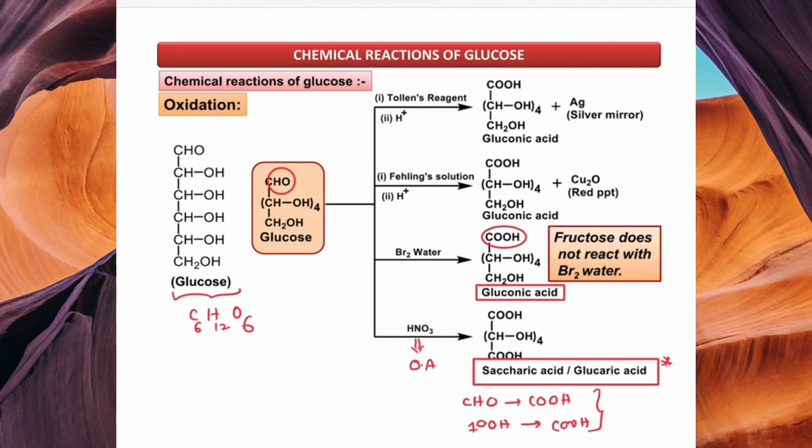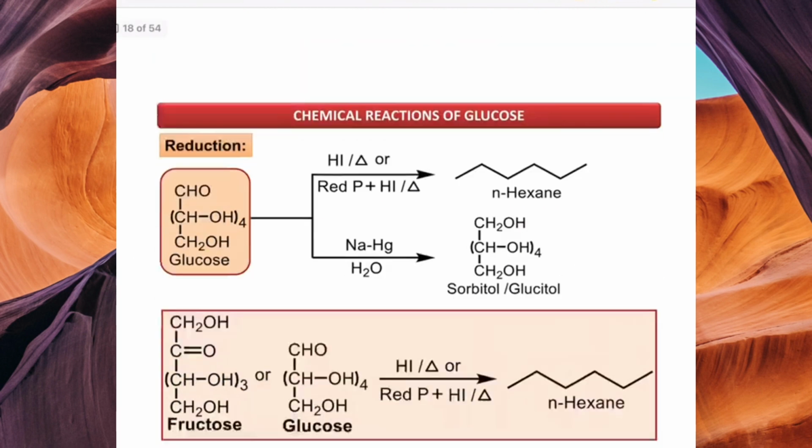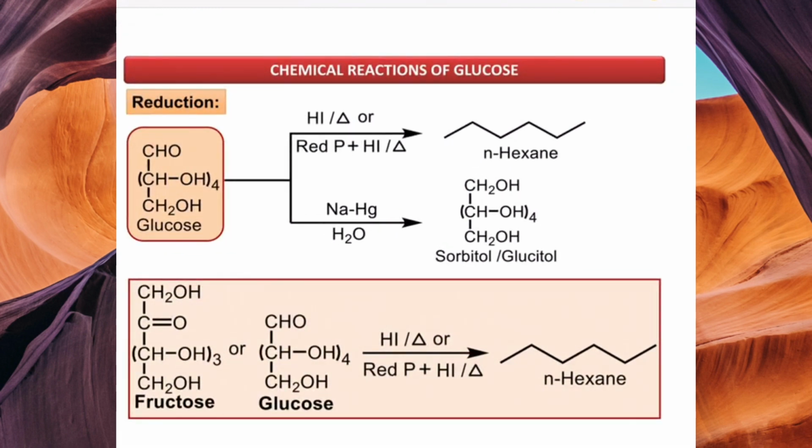This is very, very important. When you treat glucose with HI, we are getting n-hexane, which indicates that all the carbons, not only in glucose but fructose also, react and give n-hexane, so all the carbons are present in a straight chain.